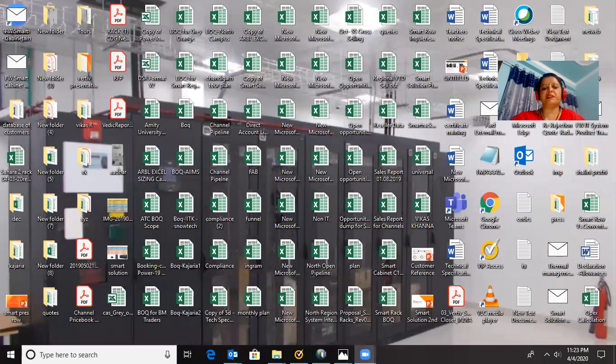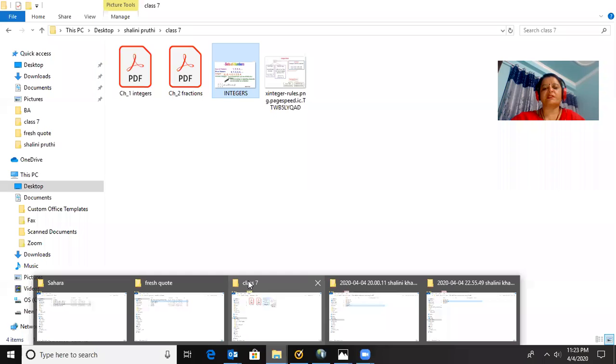First, you have to understand what integers are. You all have learned about integers. Basic knowledge you have gained from class 6 also. Now, let's see a slide which will tell the meaning of integers.